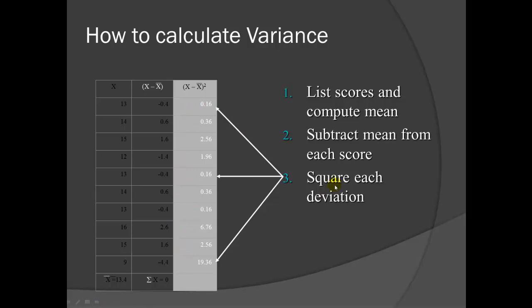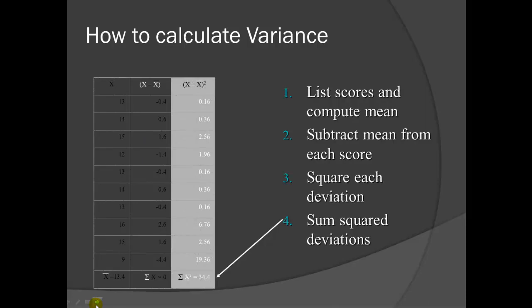Now our next step, so what have we done so far? List and compute the mean here. Subtract the mean from each score, square that. Now, step 4, sum these squared values. So you've got your squared values here. Now you add those all together. So the sum of x squared equals, I already calculated this here, so if we add this all together, we get 34.4.